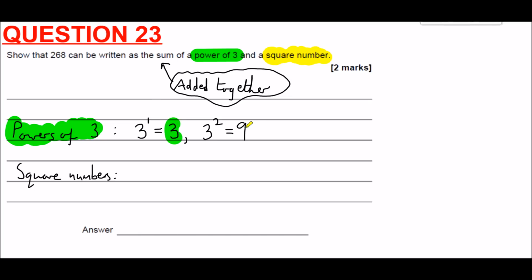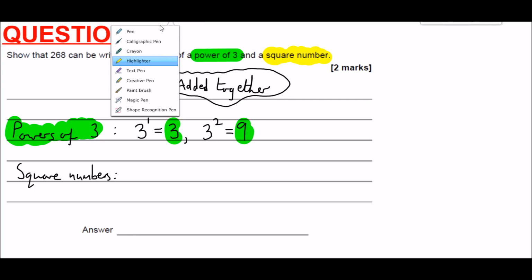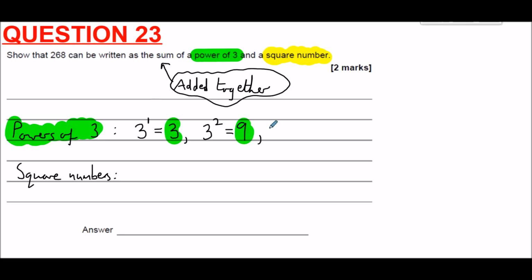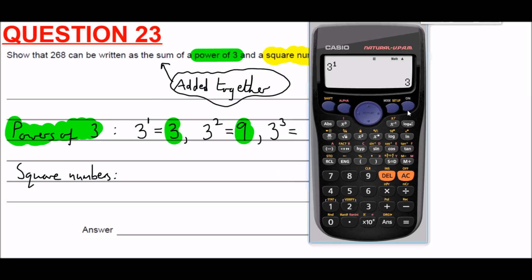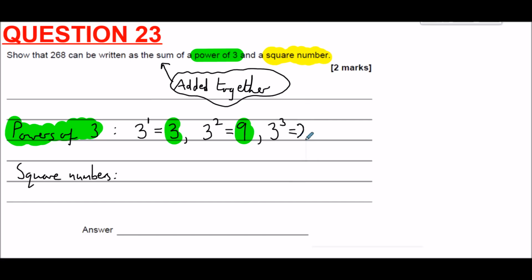So 3, 9. Let's try 3 to the power 3. 3 cubed this is called. Now again, luckily your calculator does have a cubed button on it. If you press the number you want to cube, or raise to the power 3, there's a button here for it. So 3 cubed means 3 times 3 times 3, which is 27.